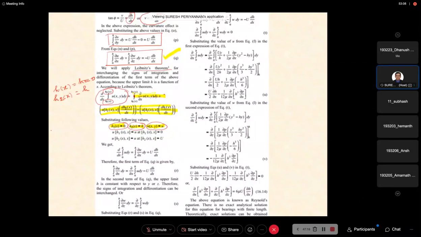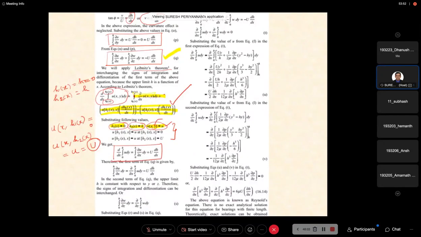Now I apply the boundary condition here. u of x comma y, where y is nothing but h1 of x, then during that time u is going to be 0. Now u of x comma h2 of x, where y is now h2 of x, then during that time u is going to be capital U. So this is the value; substitute into this Leibniz equation, then finally we are getting this value.